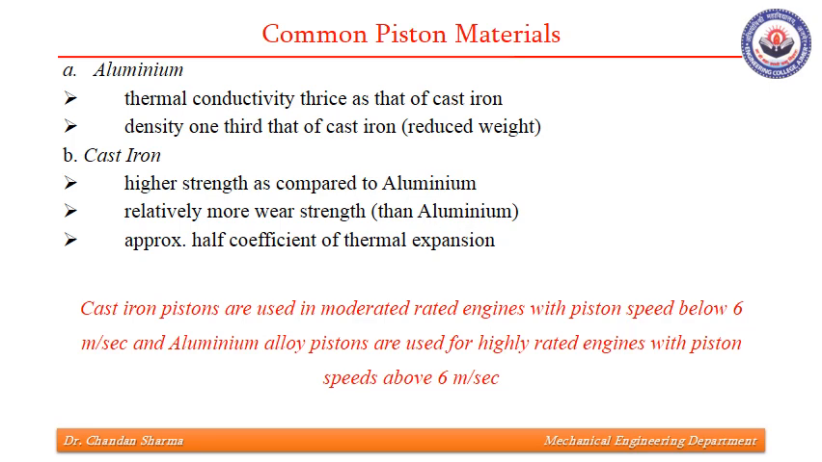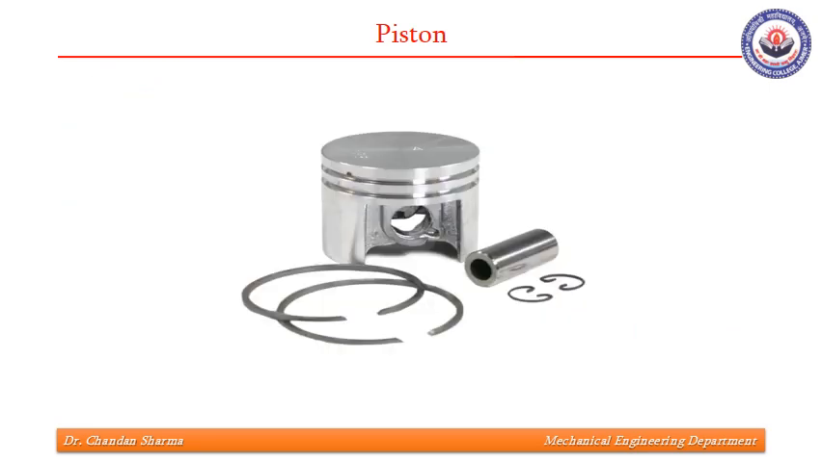As a guideline, cast iron pistons are used in moderately rated engines with piston speed below 6 meters per second, and aluminum alloy pistons are used for highly rated engines with piston speed above 6 meters per second. So this thumb rule will help us in deciding suitable piston material for the given application. This is again actual photographs of various components of piston.